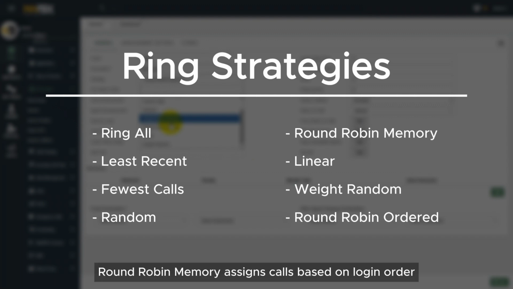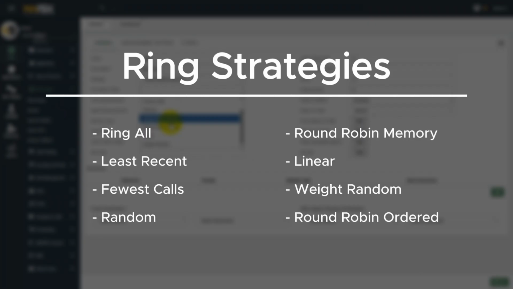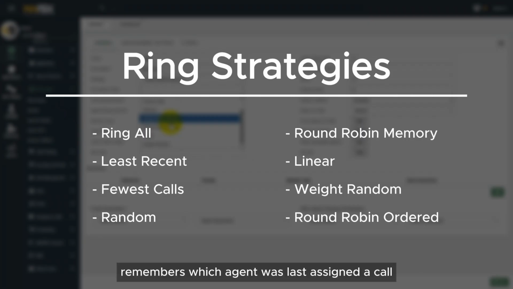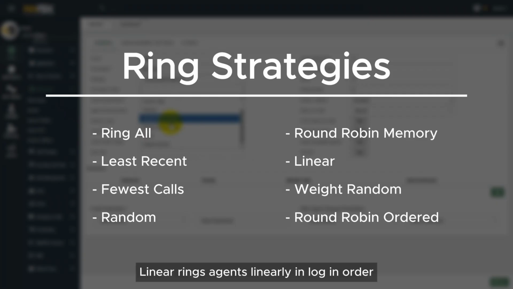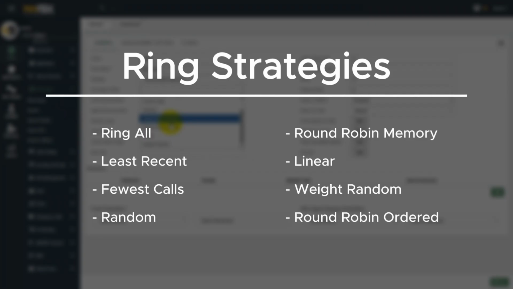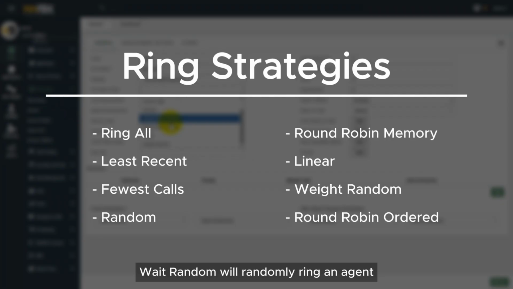Round-robin memory assigns calls based on login order, and the queue remembers which agent was last assigned a call. Linear rings agents linearly in login order. It always starts with the first agent and only moves to the next agent if the current one is busy. Wait, Random will randomly ring an agent while taking their penalty value into account. Round-robin ordered rings agents in login order and continues to the next agent based on the result of the previous agent.